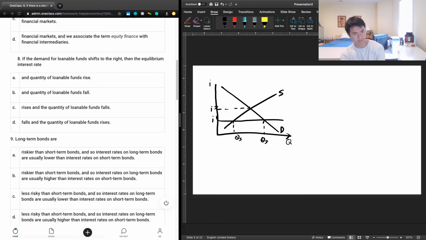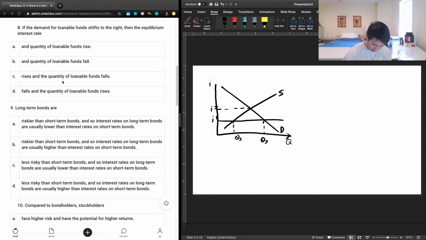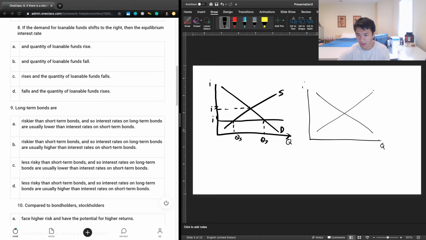Next, the question says, if demand for loanable funds shifts to the right, then the equilibrium interest rate does what? Let's take a look again at our graph on the right. I'll redraw it here. We have the interest rate on the y-axis and quantity on the x-axis. We have our demand here and our supply here.